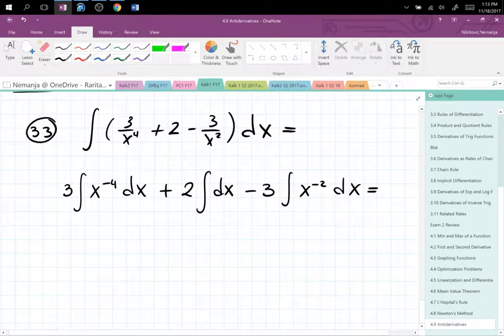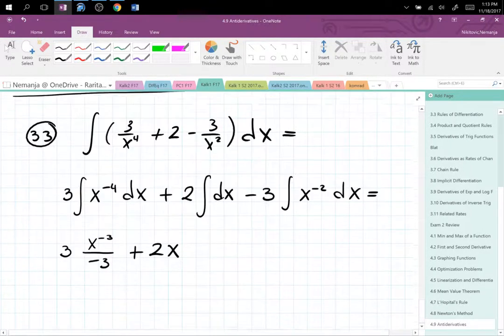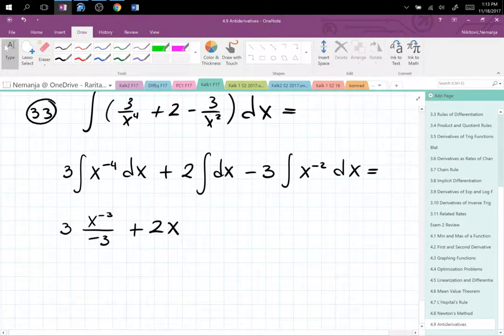So we just take all of the exponents, bring them up as negatives, and now you do plus 1. So 3, x to the minus 3 over minus 3, plus 2x, right? Minus 3, x to the minus 1 over minus 1, and then plus c.